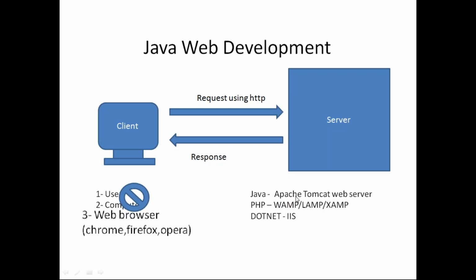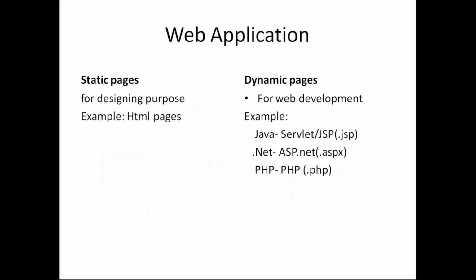Now, in a web application we need to design two types of pages. The first one is static pages. Static pages are generally used for designing purposes, and they are designed using HTML, hypertext markup language. When you open any website, for example facebook.com, the first page, the login form, is common for all users, so that page is a static page.